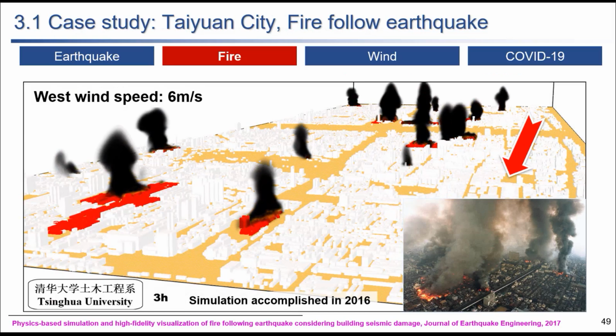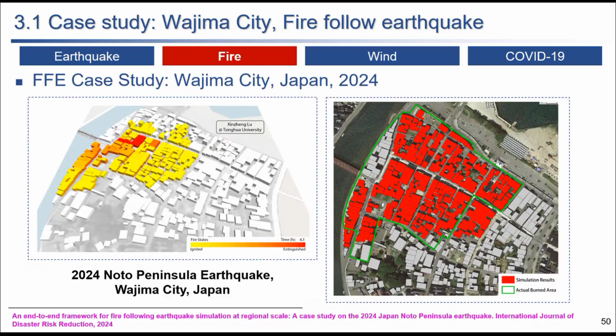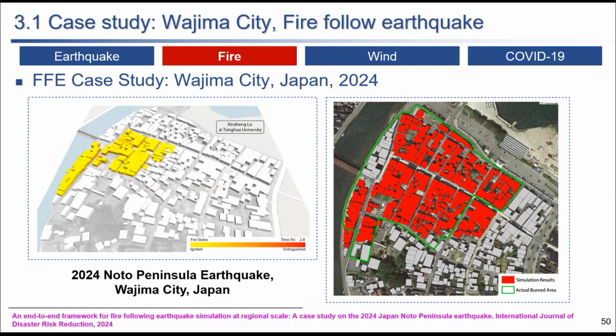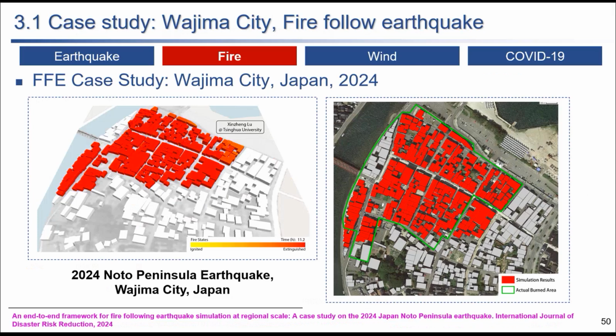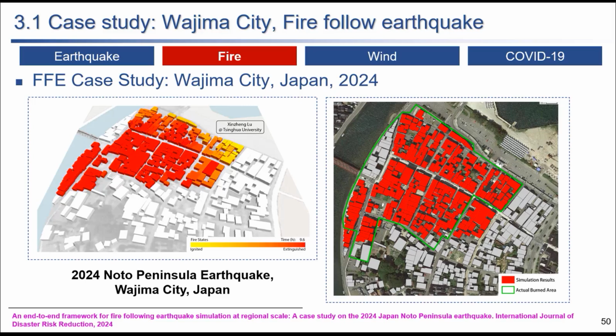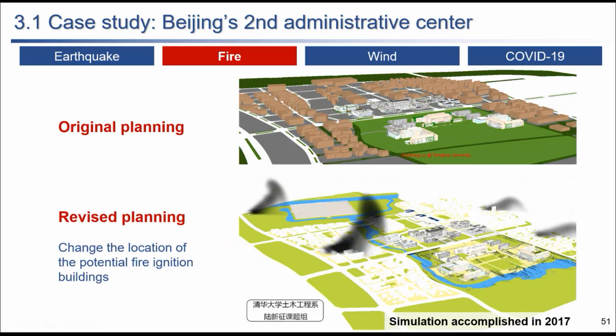And then we were lucky, as mentioned this morning, there was the Noto earthquake last year. On the left is our simulated burning area, and on the right is the actual burning area. We found they are quite close to each other. The important thing about how we can do the simulation is that, because we use physics-based models, we can put the weather condition into it, so we can make the simulation much better. And this technology is also used for real-world cases.